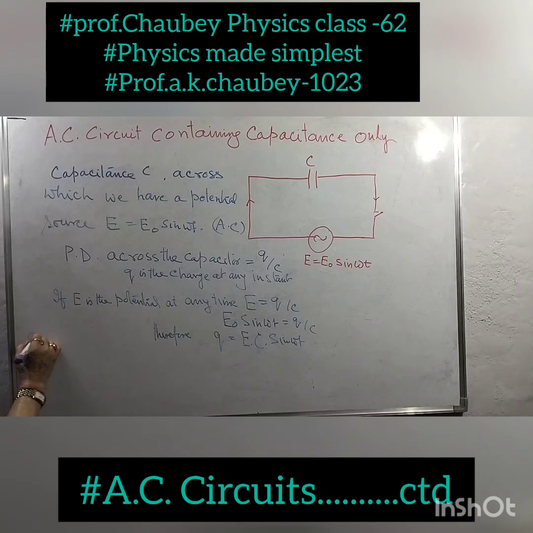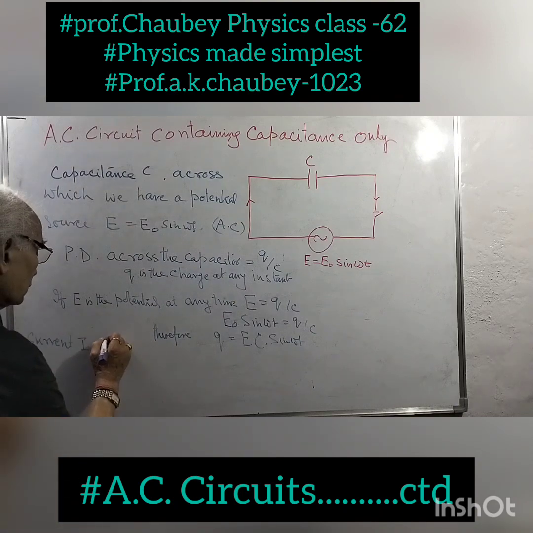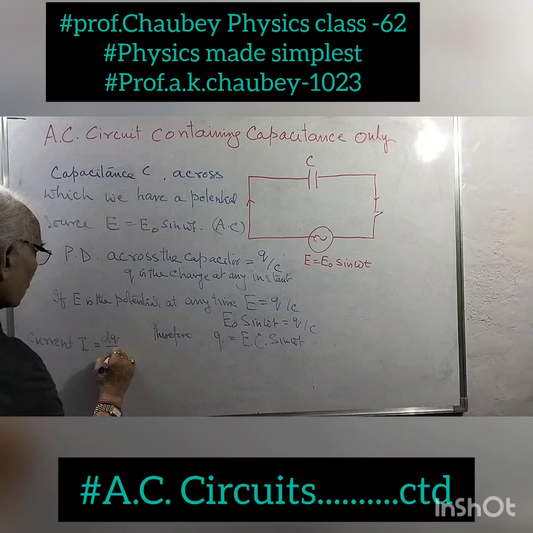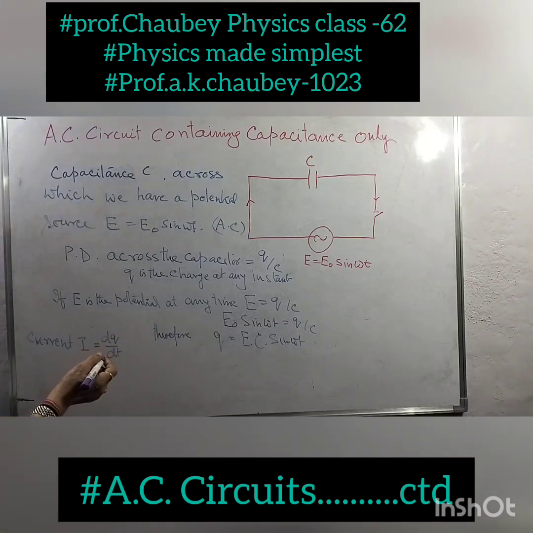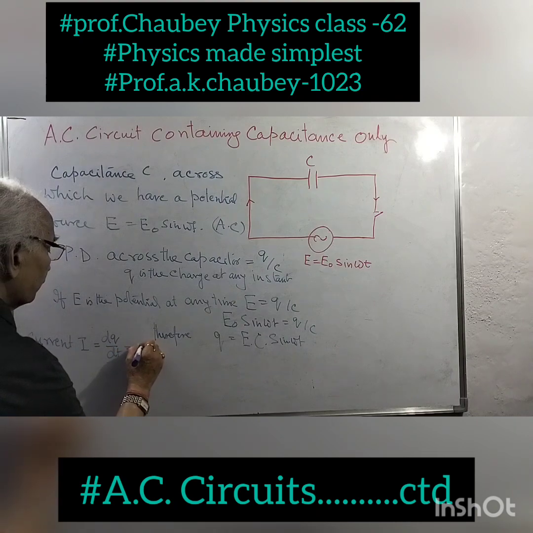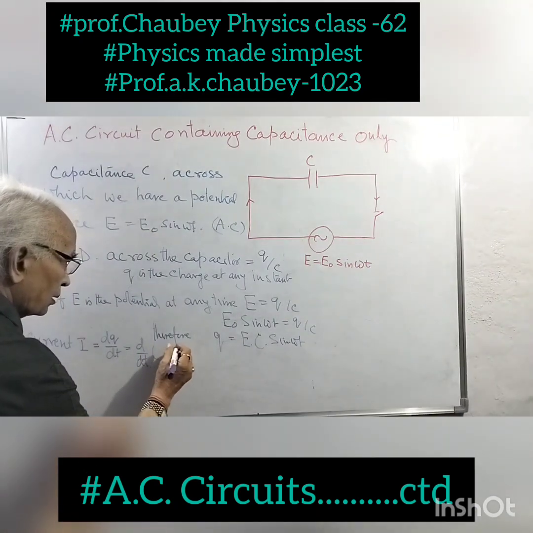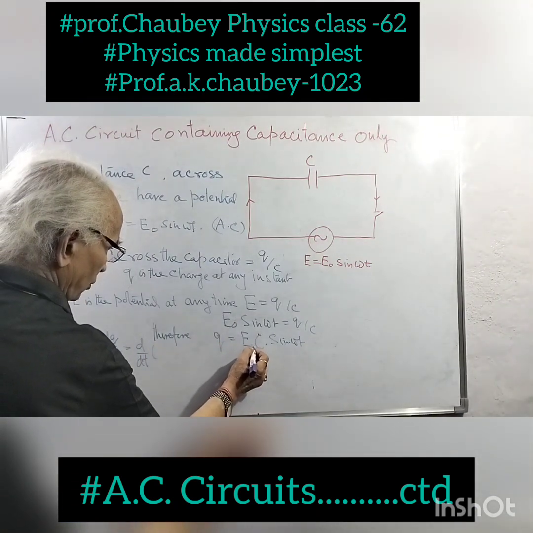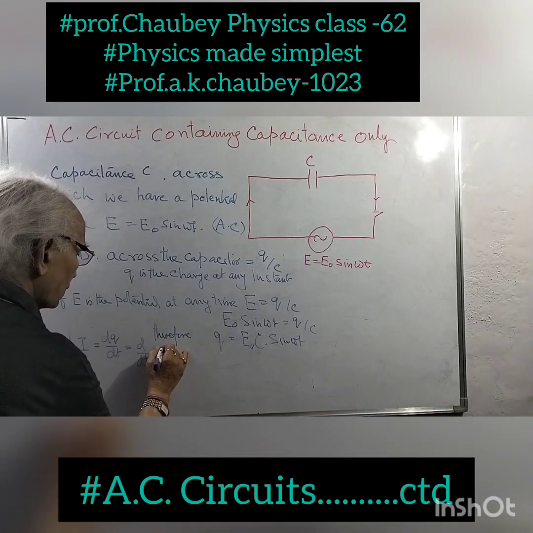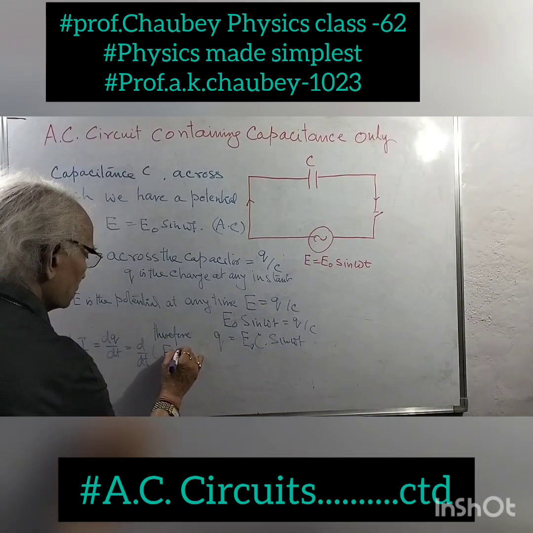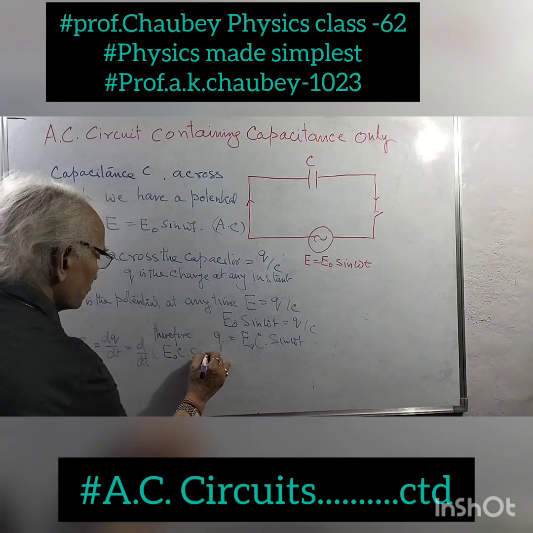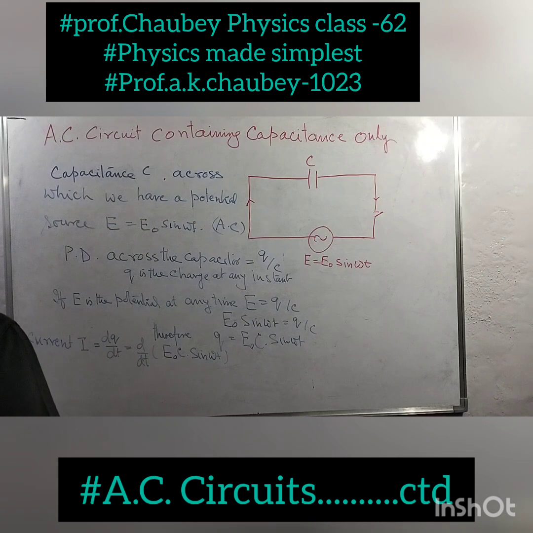Or you can write I, the current. Current I is the rate of flow of charge, so current I is dq dt, the differential of Q, and Q is E naught C sin omega t. So this is the current I.